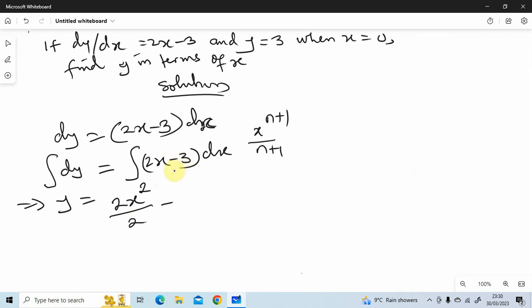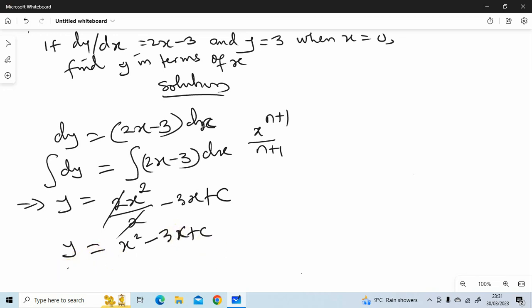Minus 3, so 3 is the constant there. For me to integrate a constant, I'm going to multiply it with the variable x. That will give me 3x. Then I will introduce another constant. This is the integration constant, c. So I will now have y as, remember 2 will cancel out 2, x squared minus 3x plus c.